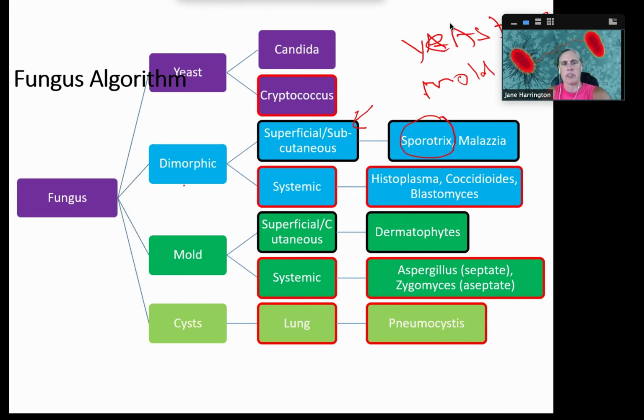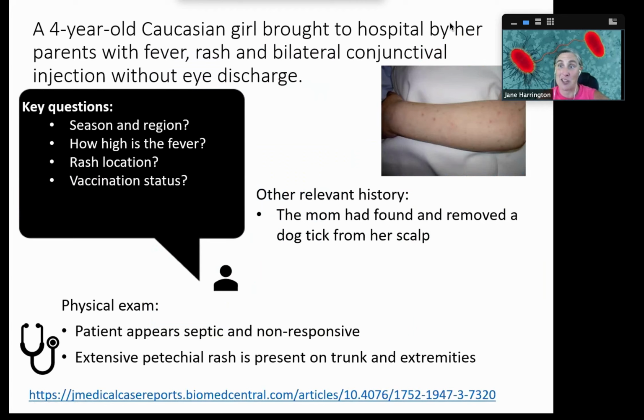All right, so here is a case that I gave you over the summertime. A 4-year-old Caucasian girl is brought to the hospital with her parents because of fever, rash, and bilateral conjunctival infection without eye discharge. In this particular case, I would ask if there's a cough, and if they were vaccinated. This could be morphed into a measles case. This one, we talked about from the summertime.